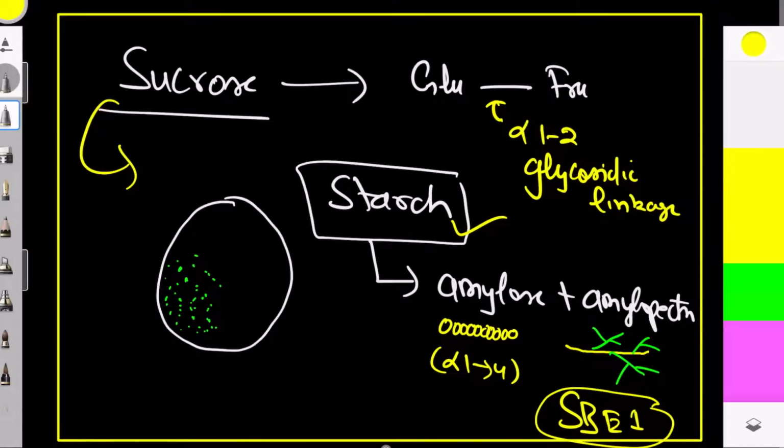Now try to see here, come at this point, within the seed, the sugar has been transported in the form of sucrose. Now here, if this enzyme SBE1 is present, so this sugar will be converted into starch molecules. So here you are going to see that this sugar will be converted into starch molecules.